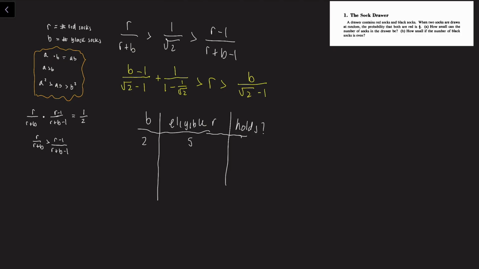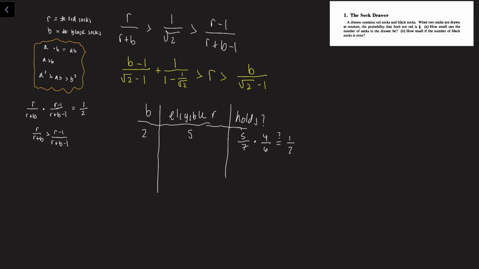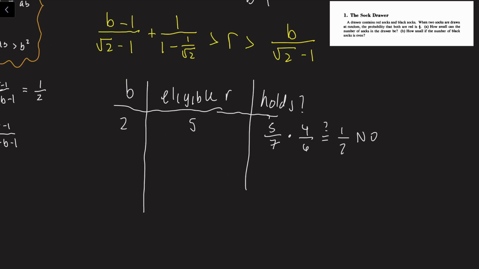We're testing if our first draw, which would be 5 over 7, multiplied by our second draw, which would be 4 over 6, does that equal 1/2? The answer would be no, so we move on to our next b. So it is still a bit of plug and play, but we're not plugging every single possibility. We kind of fixed our r and we've limited the amount of computations we have to do. I actually noticed a little mistake in my algebra. I'm just going to fix this mistake.